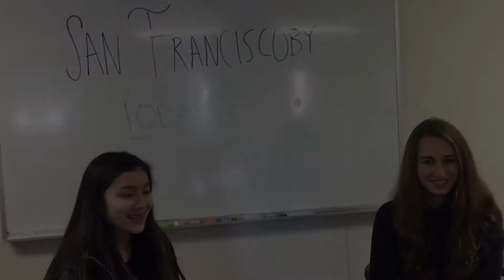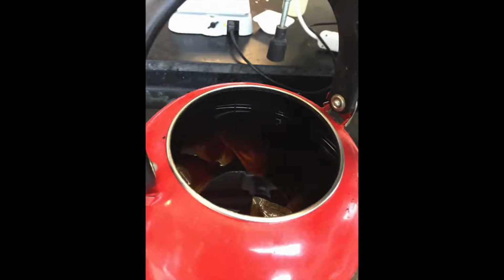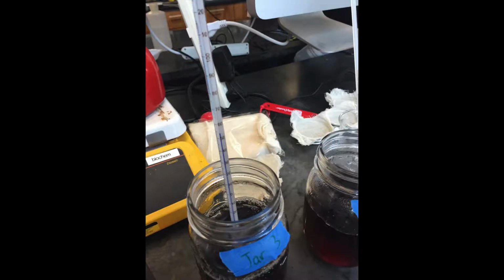Megan, how did you guys make the kombucha? Well, first we filtered water in 4 strong English breakfast tea bags in a pot and heated it on a hot plate. Then we put a 1/4 cup of sugar, 8 grams of glucose powder, and 1 cup of hot tea in each jar and let it cool.